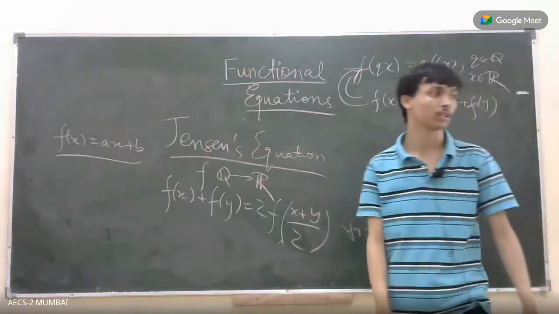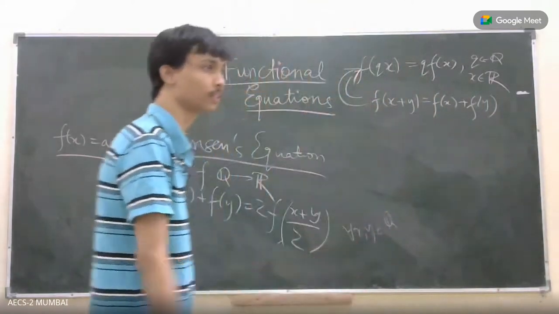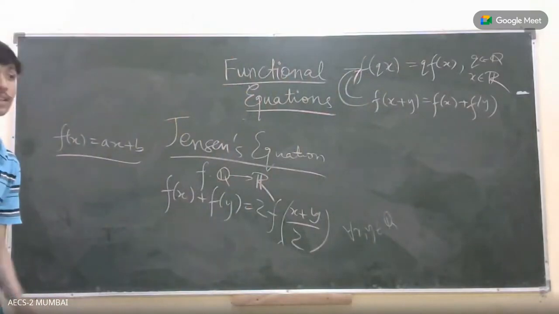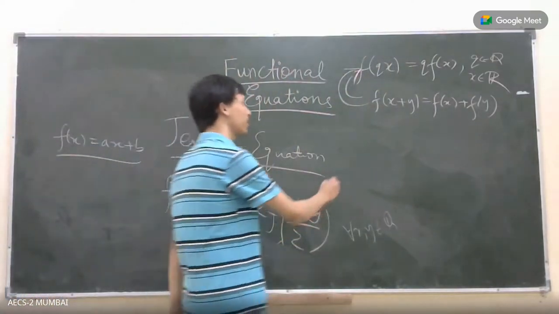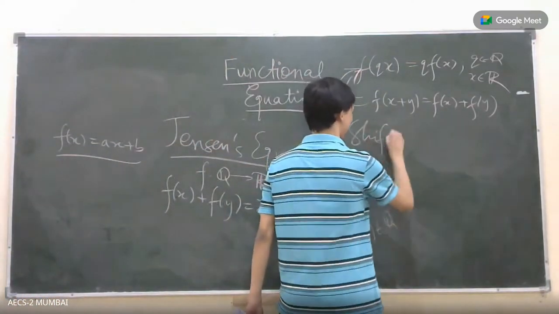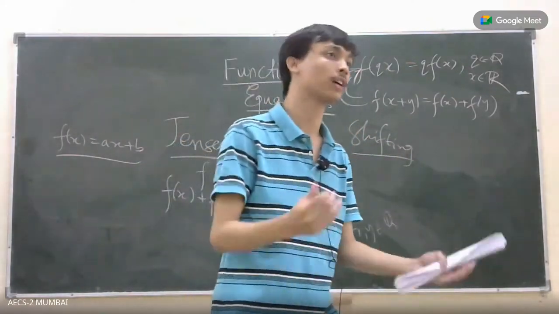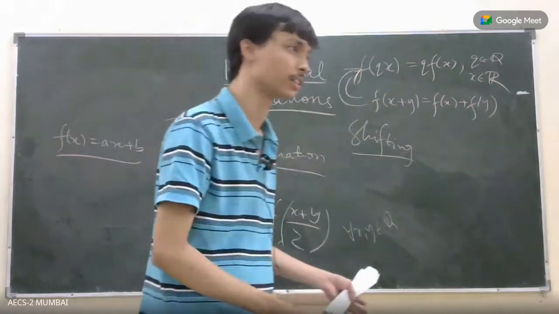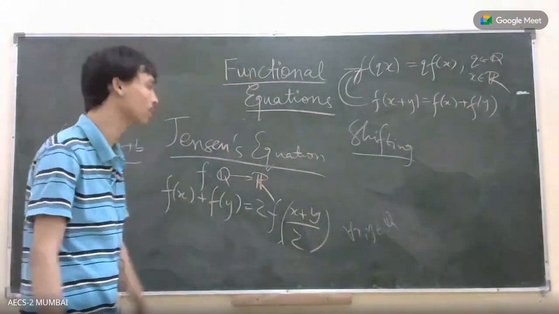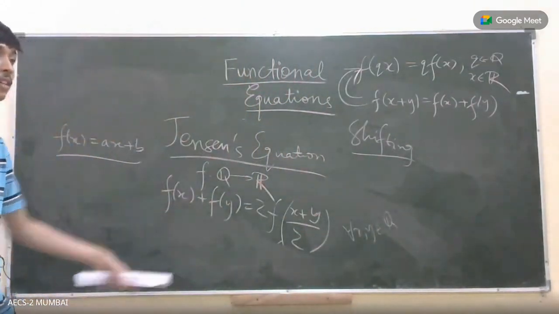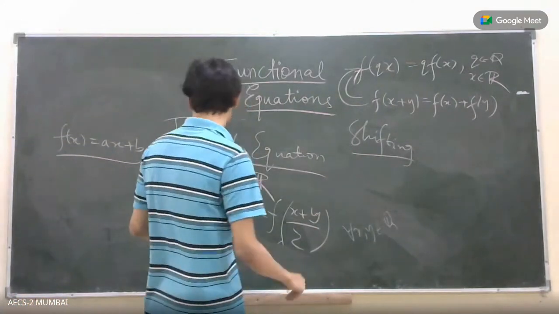Okay, so now how do you actually go about proving this? Here I have got a second trick, which is known as shifting. What was the takeaway from Cauchy? How you can get to rational numbers from integers. That was our main takeaway from Cauchy. What will be our main takeaway from Jensen? Shifting. What do I mean by shifting?